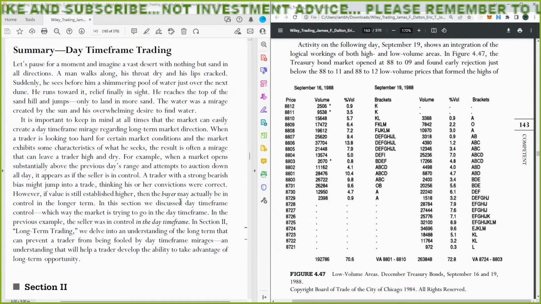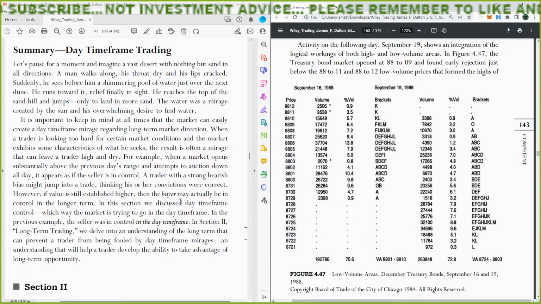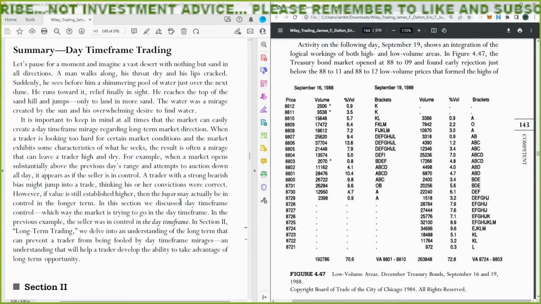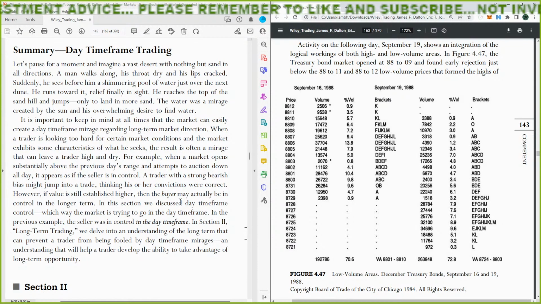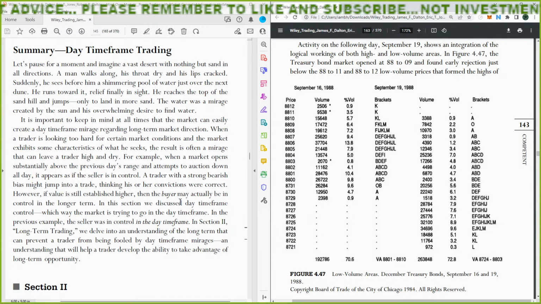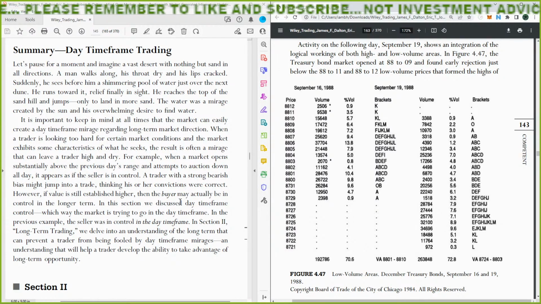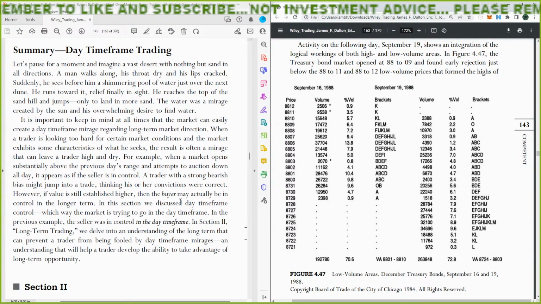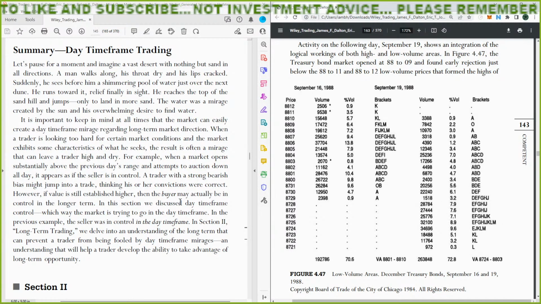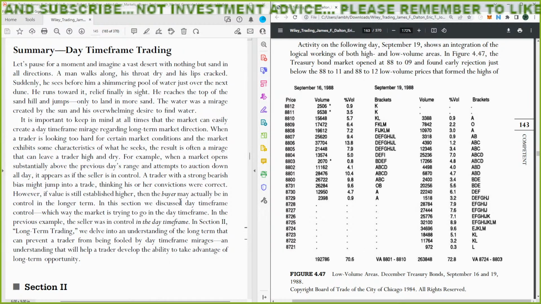For example, when a market opens substantially above the previous day's range and attempts to auction down all day, it appears as if a seller is in control. A trader with a strong bearish bias might jump into a trade thinking his or her convictions were correct. However, if value is still established higher, then the buyer may actually be in control in the longer term.